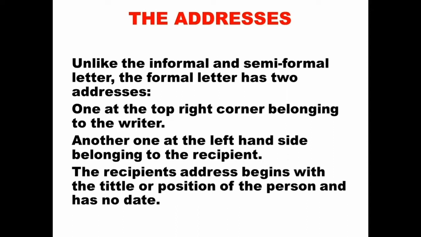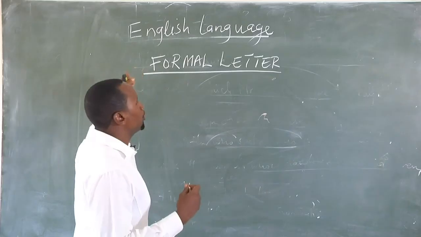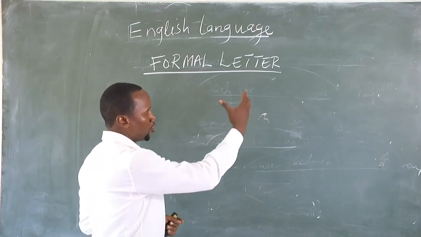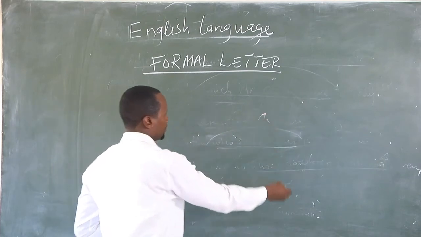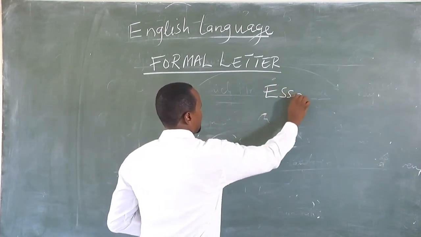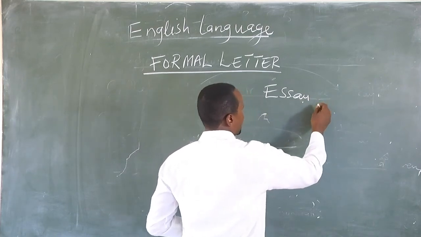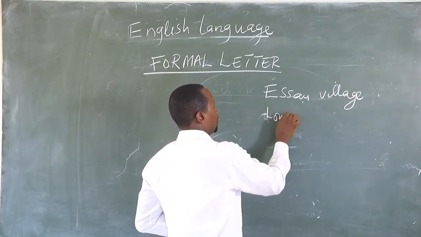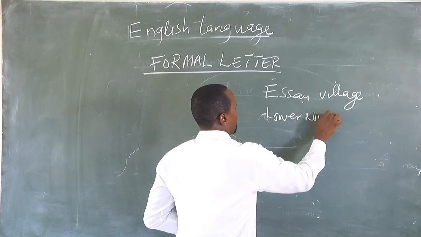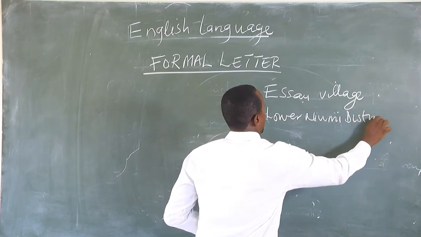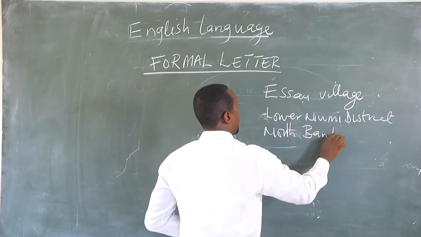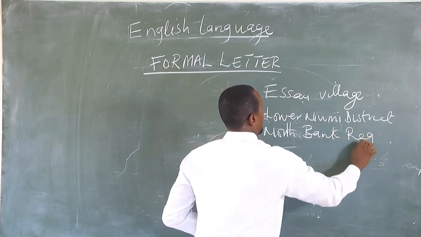Let's start with the address. Now, we were told that the formal letter contains two addresses. One of the addresses is found at the top right corner of the script. For example, here, let's assume this is the first address, that is the writer's address: SL Village, Lower Nyomi District, North Bank Region.